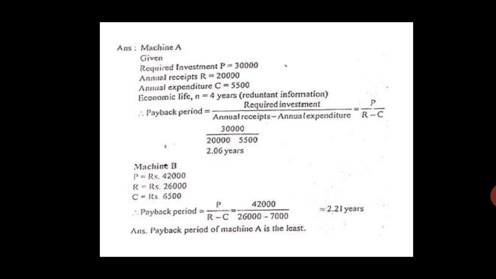Now machine B, P is 42,000 rupees, R is 26,000 rupees, expenditure is 6,500 rupees. So payback period is equal to P divided by (R minus C), that is 42,000 divided by (26,000 minus 7,000), that is 2.21 years. Now you can see in machine A, whatever amount, 30,000 rupees, you are investing, you are getting back in 2.06 years. For machine B, whatever 42,000 rupees you are investing, you get it back in 2.21 years. So the least one is A. Hence we will go for investment in machine A.